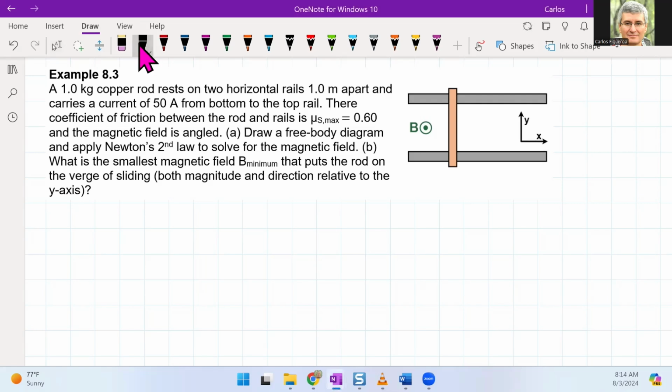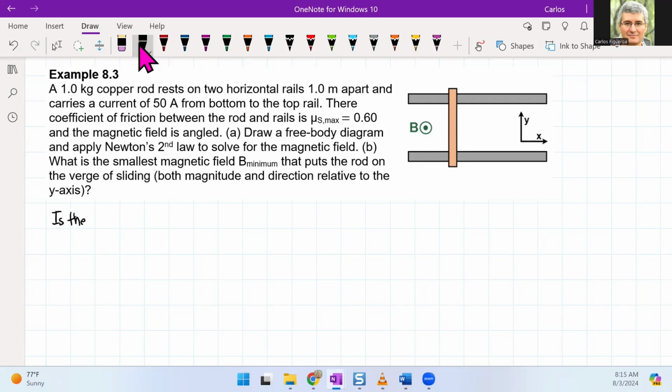So this is really an optimization problem from calculus when we look at part B. The first one is just setting up Newton's second law, and from that we get the magnetic field. Then the optimization problem is that we take the derivative with respect to the angle to find that critical angle that puts it on the verge of slipping. So let's start putting this together.